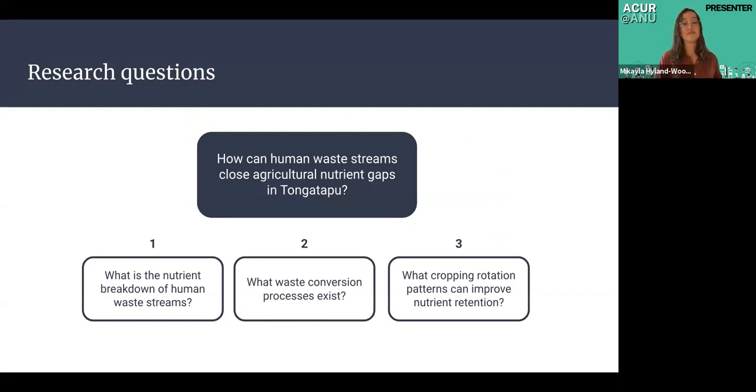To keep this really vast topic structured, I've formed a pinnacle research question and 3 sub-research questions. The sub-research questions involve: what is the nutrient breakdown of human waste streams? What waste conversion processes exist? And what cropping recommendations can be made to increase nutrient retention? The methods and the findings sections of my paper use these sub-research questions to retain consistency and clarity throughout.